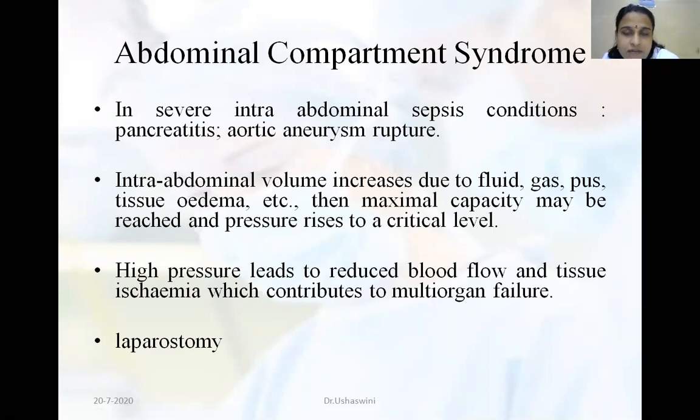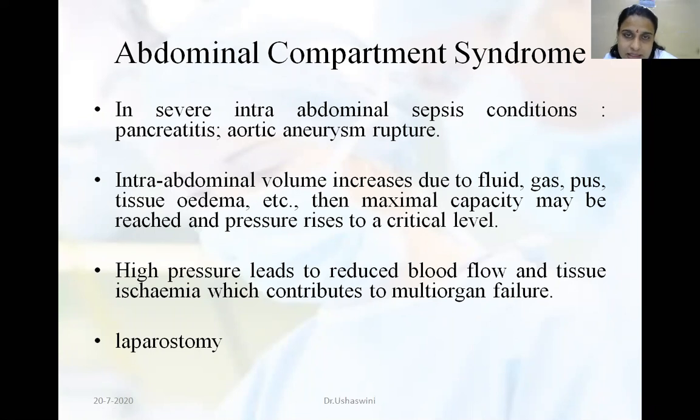So in the abdomen, if it is because of infection or inflammation, arising from the intra-abdominal organs, pancreatitis is most commonly seen. Next is rupture of the abdominal aortic aneurysm. Abdominal aortic aneurysm rupture will lead to increased intra-abdominal pressure, leading to abdominal compartment syndrome. As this occurs, there is an increase in the volume of the abdominal cavity.